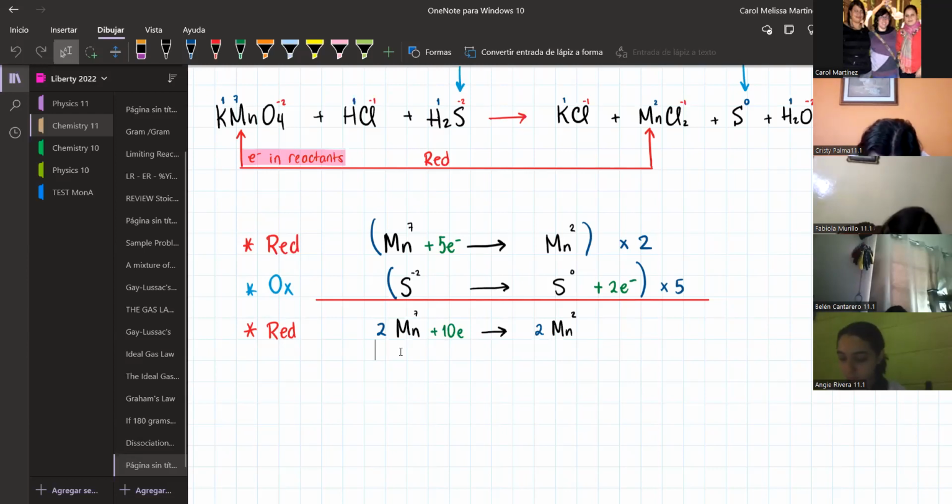In the oxidation part, I'm going to have 5 times sulfur. So I'm going to have 5 sulfur with a charge of -2. After the reaction, I'm going to have 5 sulfur, but this one with a charge of 0. And I'm going to have 2 and 5, that makes 10 electrons.